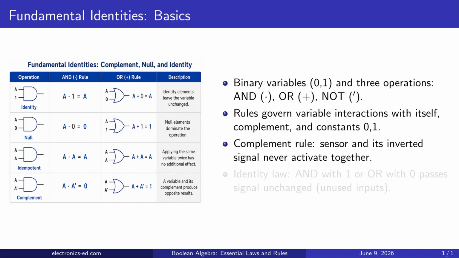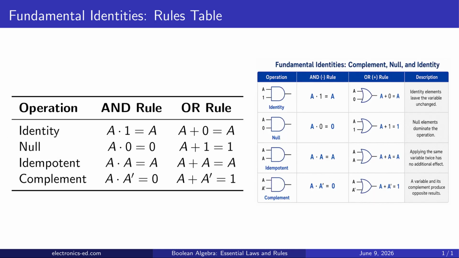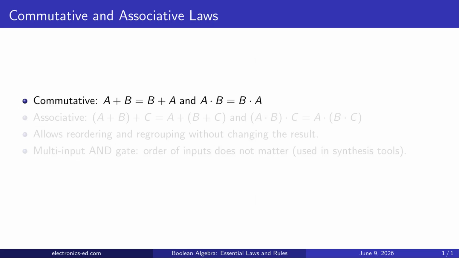The complement rule means a sensor and its inverted signal can never be active at the same time. Identity law says AND with 1 or OR with 0 passes the signal through unchanged, like leaving unused inputs alone. This table summarizes the identity and null rules for both AND and OR operations, showing how each interacts with constants 0 and 1. Commutative law says A plus B equals B plus A, and A and B equals B and A.